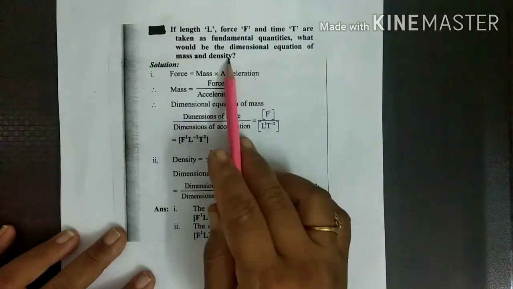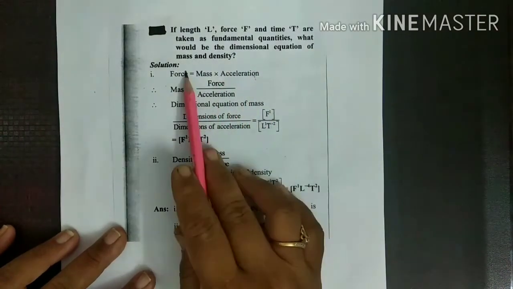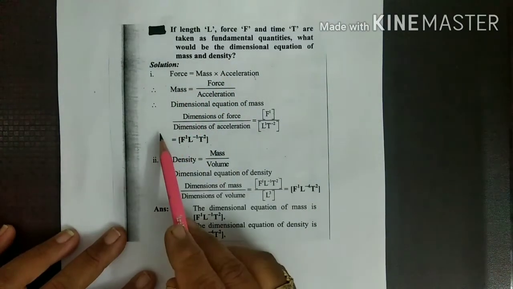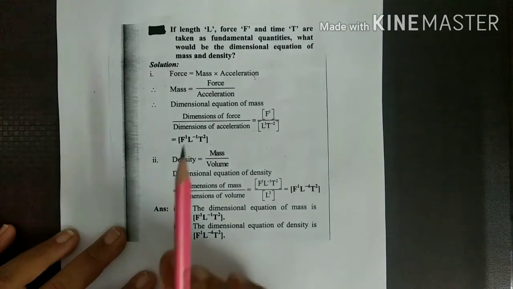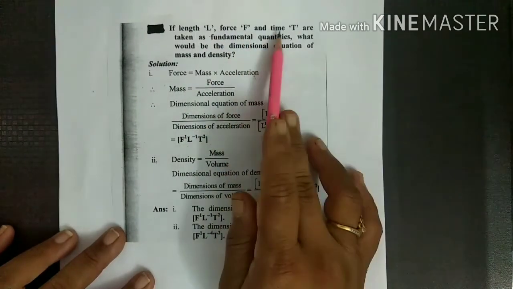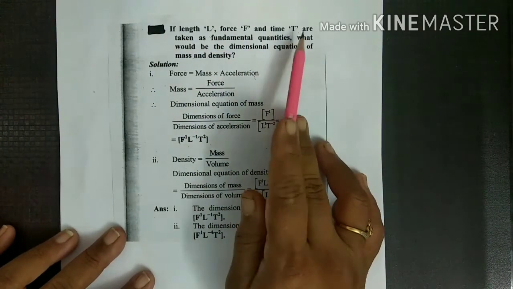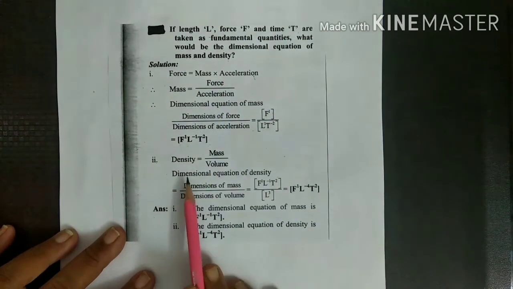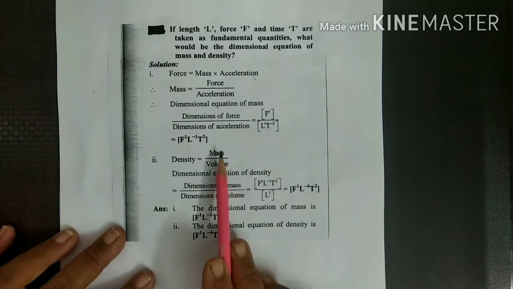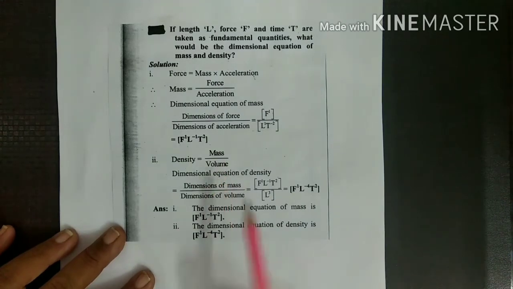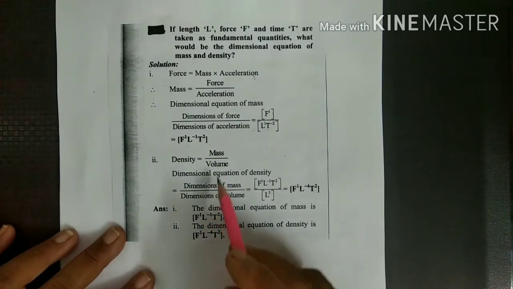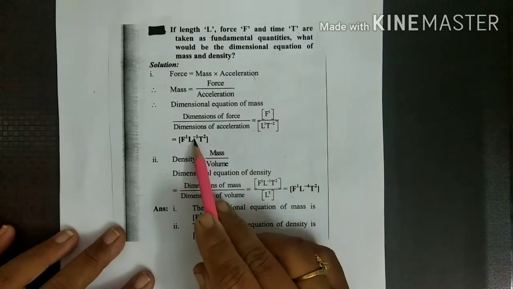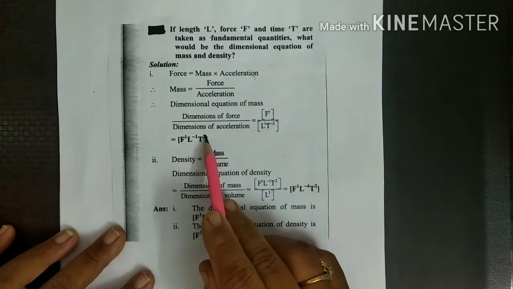What would be the dimensional equation of mass and density? Okay, we have to find out the dimensional equation of mass by using length, force and time. Right? Then secondly we have to find out the dimensions of density. Density is equal to mass upon volume. So the dimensions of mass are F raised to the power 1, L raised to the power minus 1 and T raised to the power 2.